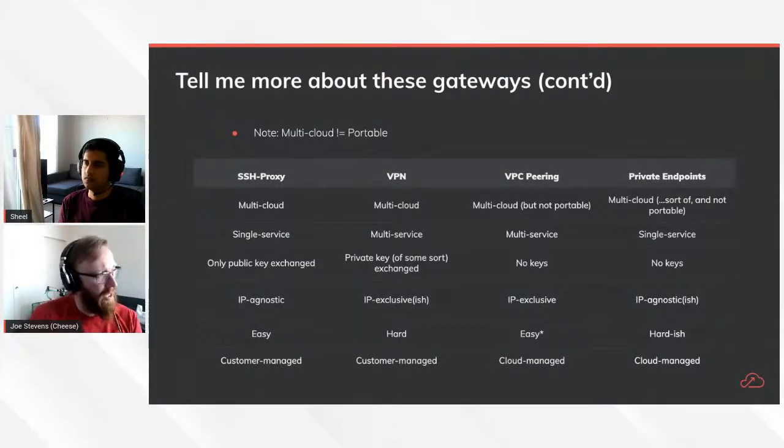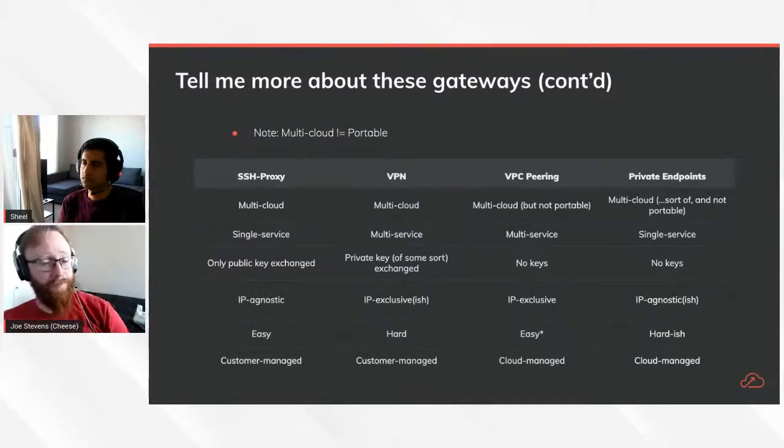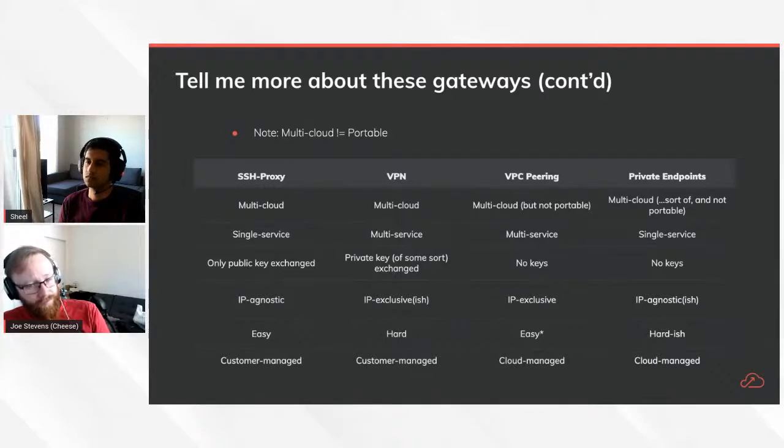The VPN actually came in next. So this is another multi-cloud solution. It is also portable. One of the big differences first is it is multi-service. So where the SSH proxy represents a single service, a single connection all the way to some remote endpoint, the VPN is an actual network level connection. So you can route over it. You can discover services on the other side of it. It's a continuation of your network.